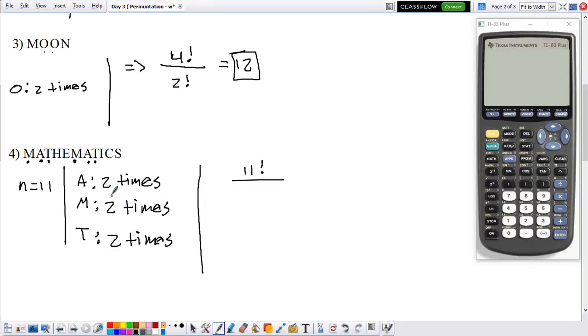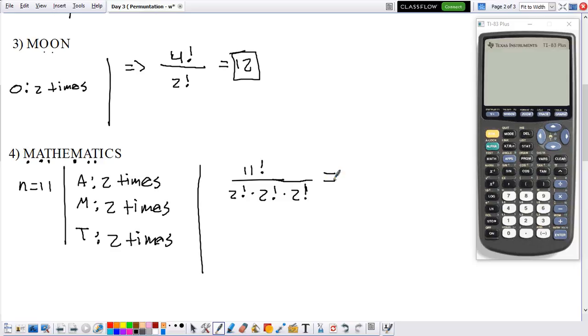Now in the denominator, A gets repeated twice, so that's 2 factorial. This factorial counts for the A. Then we've got to multiply by 2 factorial again because M gets repeated twice. And you've got to multiply that by 2 factorial again because T gets repeated twice. So in the denominator, you've got to put a factorial according to each letter. This 2 factorial comes from A being repeated twice. This 2 factorial comes from M being repeated twice. And this 2 factorial comes from the T being repeated twice.